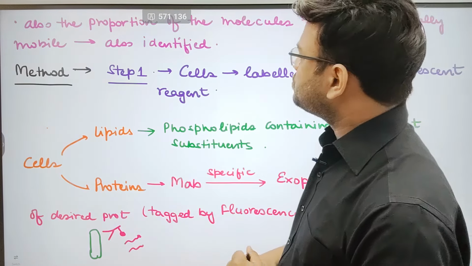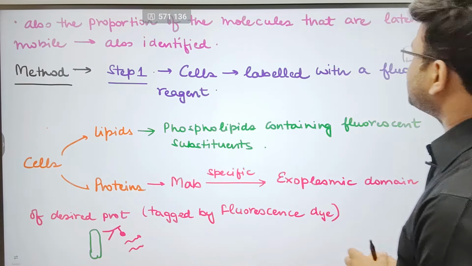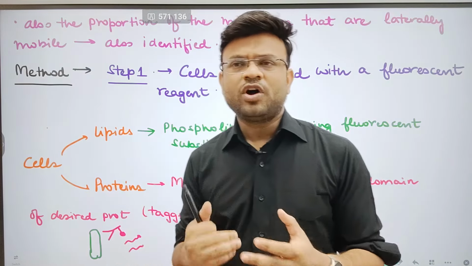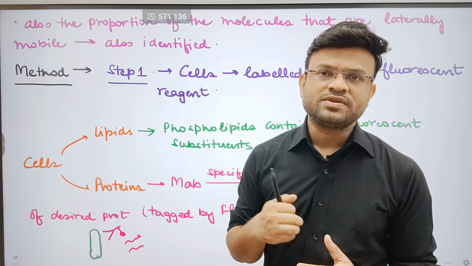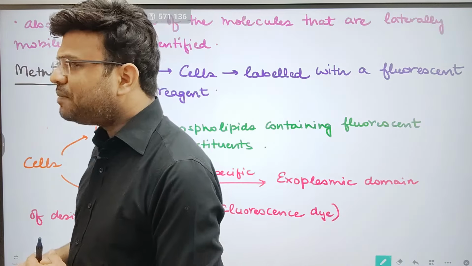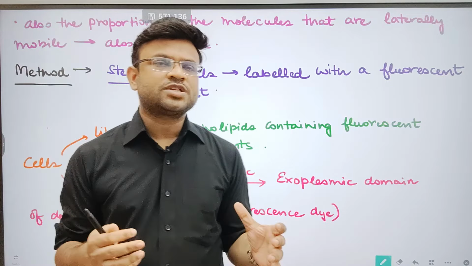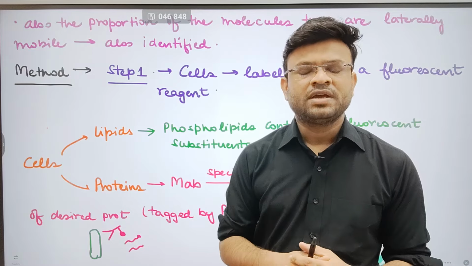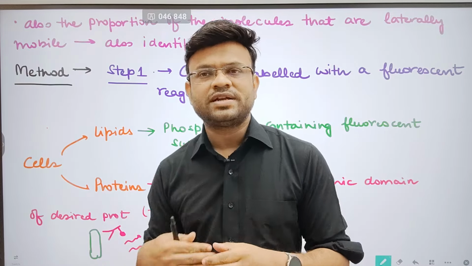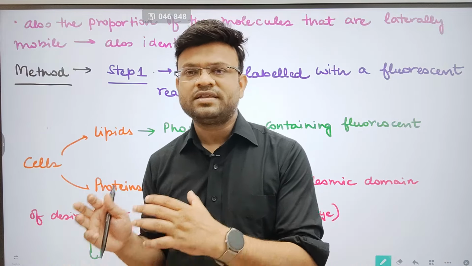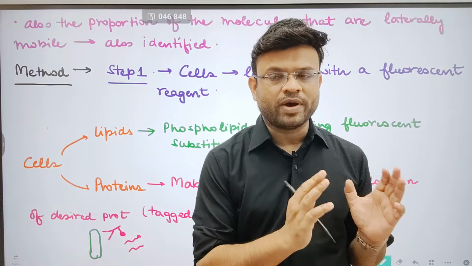So the proportion of the molecules that are laterally mobile is also identified. What do I mean by proportion of molecules? I'm not saying that in a plasma membrane all the molecules are mobile. There are certain components that are mobile and there are certain components that are not mobile.